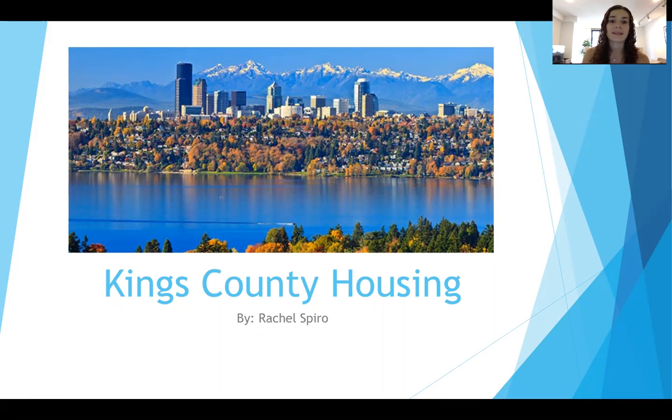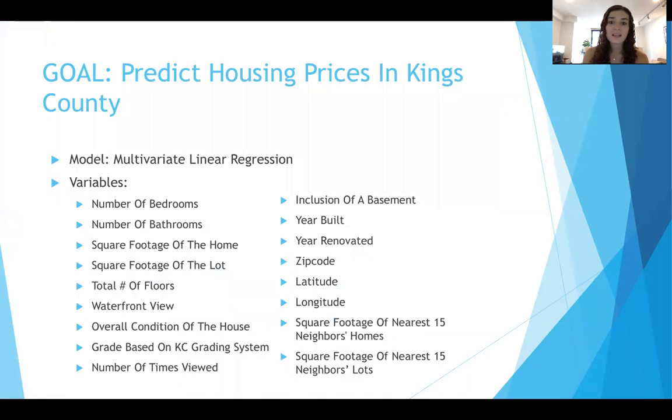Housing data in Kings County. Specifically, the goal of my analysis was to figure out what the main drivers of house prices in Kings County are. To do this, I used a multivariate linear regression analysis, which allows us to understand the relationship between each variable and the price of homes. The 17 different variables that I utilized are listed here, and they include things such as the size of the house, the different features of the house, the location, etc.